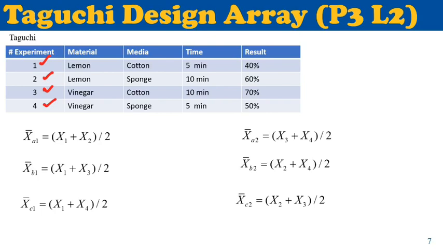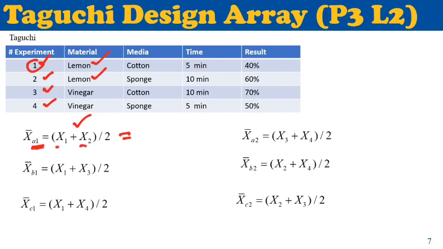So I have to find the average for each level of each parameter. So A1, I can find it by x1 plus x2. So how did we find this equation? Again, you have to figure out in which tests A1 appears. A1 means parameter 1, level 1, so lemon. Where lemon belongs, experiments 1 and 2, so we just take 1 and 2 and divide for the average.